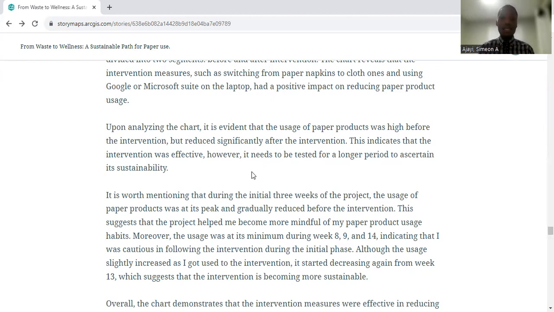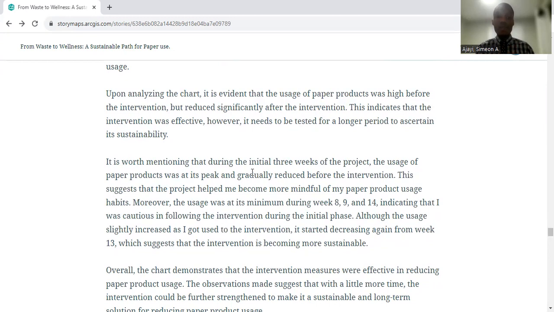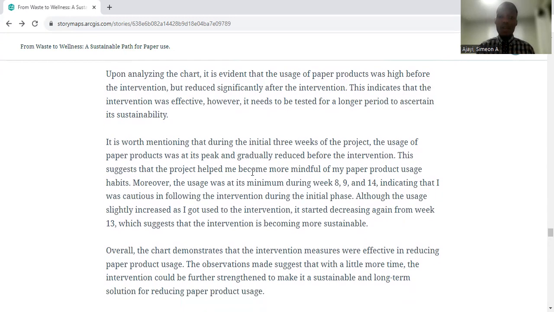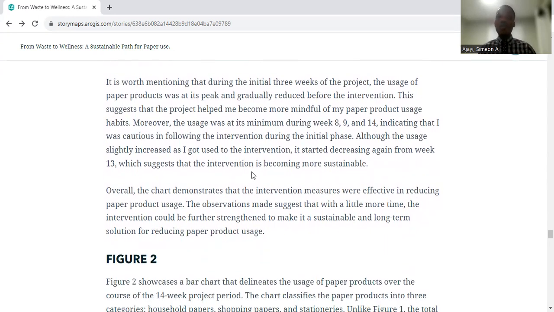So upon analyzing the data, it's evident that the usage of paper was high before the intervention and reduced after the intervention. This indicates that the intervention was effective, and it needs to be tested for a longer period to ascertain its sustainability. It's also worth mentioning that during the initial 3 weeks of the project, the usage of paper products was at its peak and gradually reduced before the intervention. This is due to the fact that the project was making me aware and mindful of my paper product use, even though I had not started implementing the intervention.